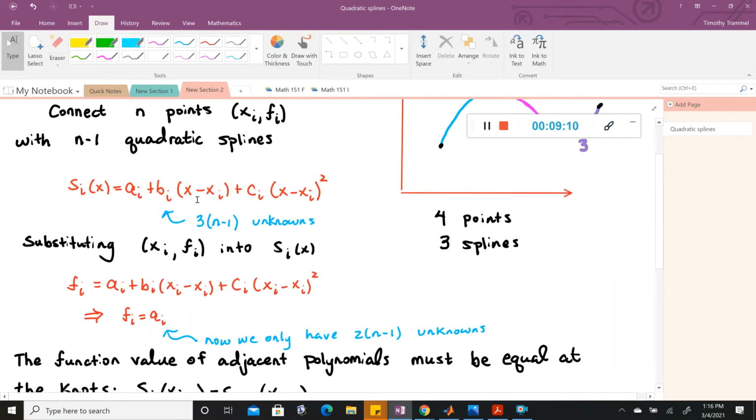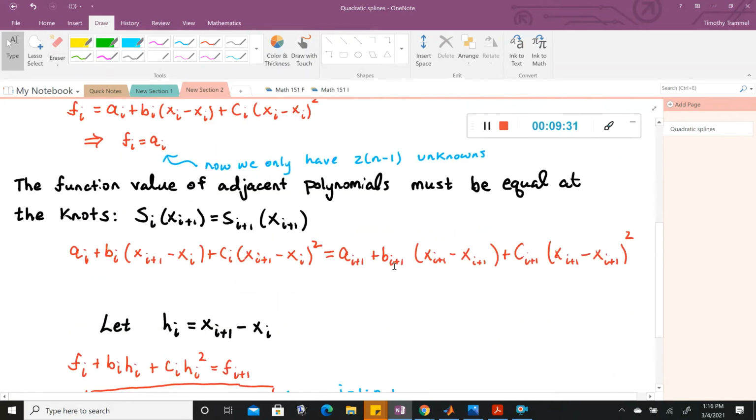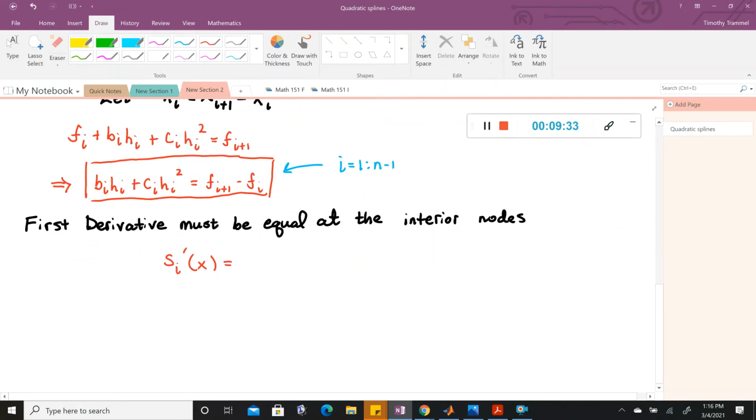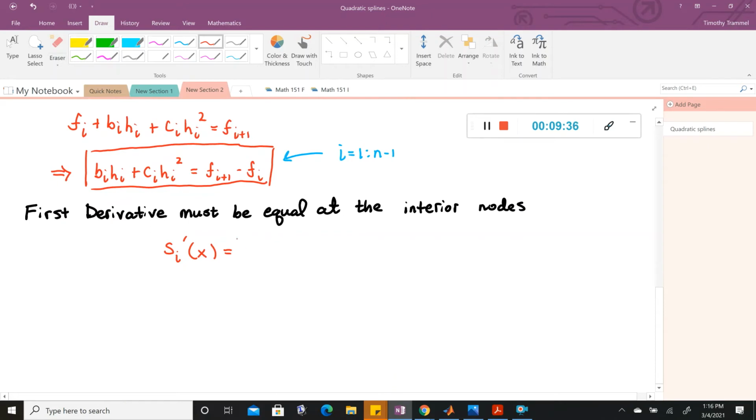S sub i of x is up here. We differentiate with respect to x, we're going to lose that a sub i. Moving on to the next term, we're just going to have a b sub i. And then the last term, this 2 would come down, so you'd have 2c sub i times x minus x sub i. Go ahead and write that derivative down here.